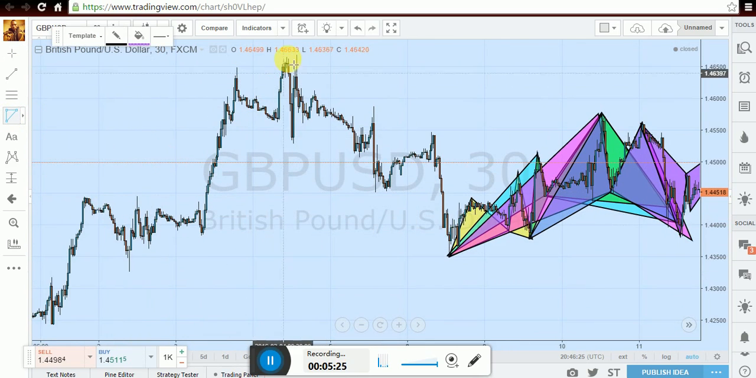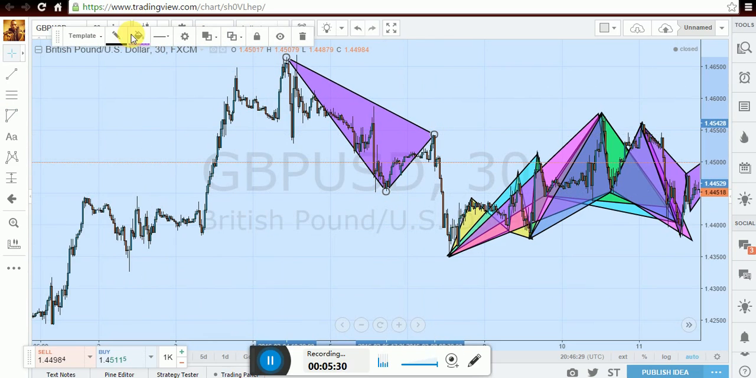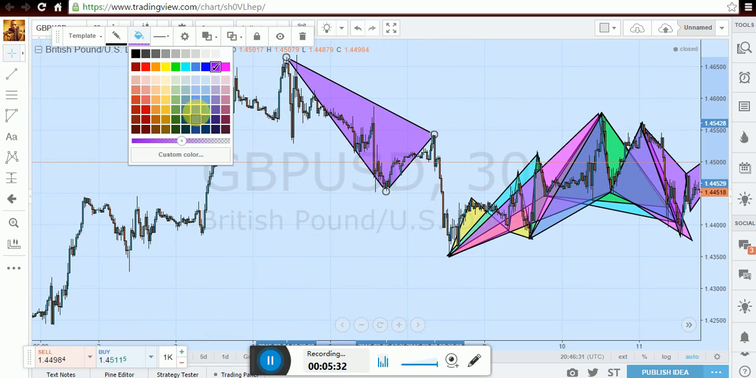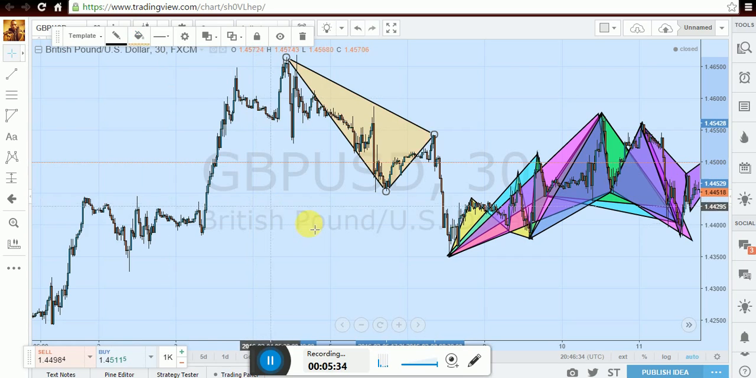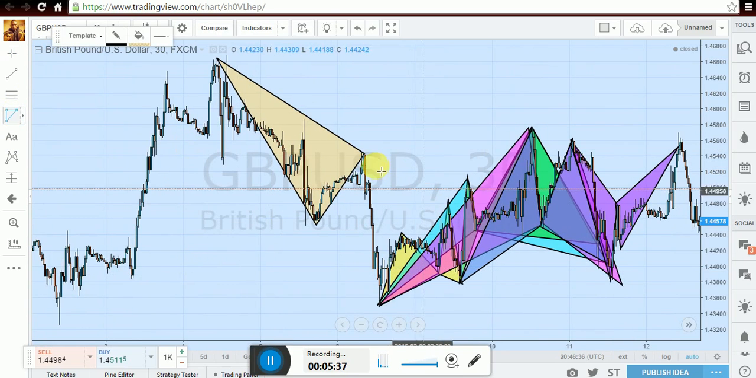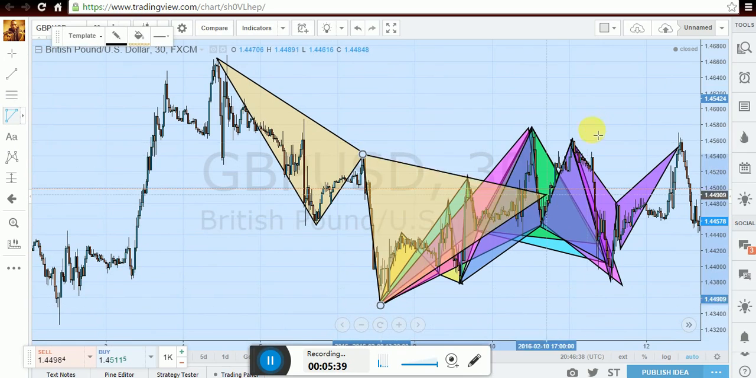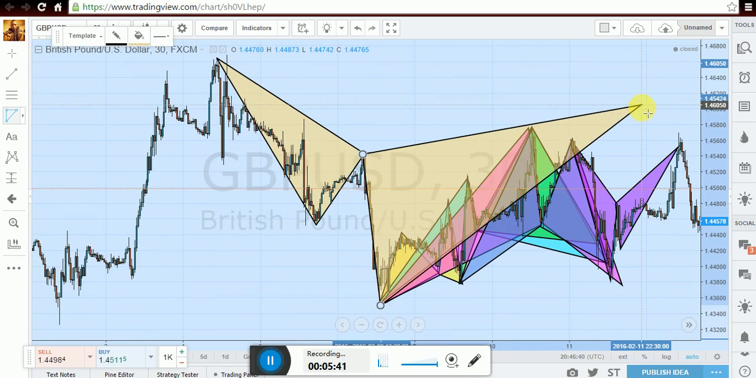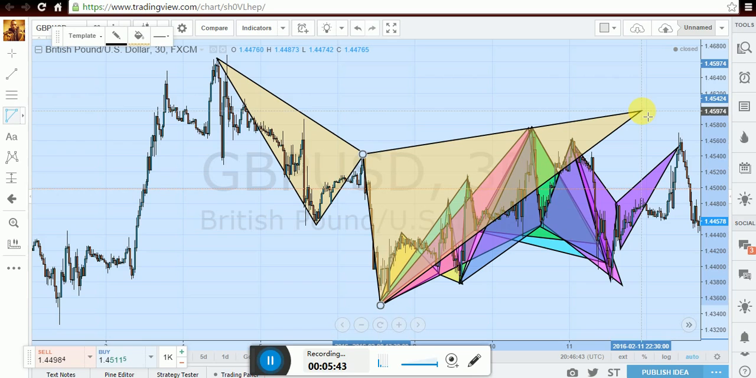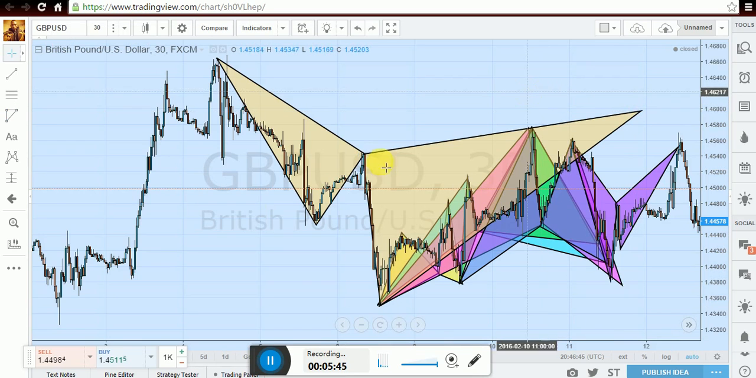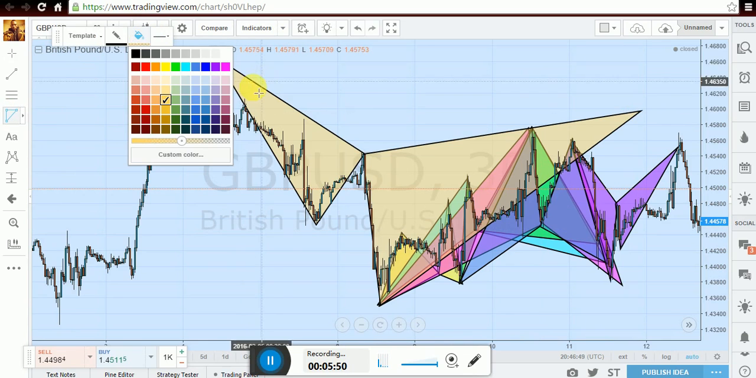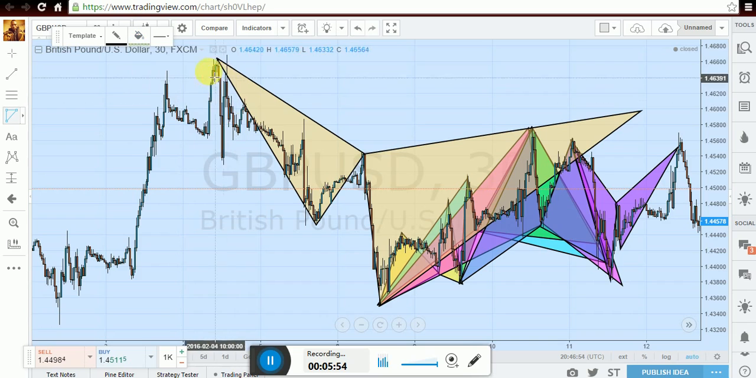Next one, there's a bigger Cypher pattern. This one hasn't been completed yet. That one hasn't been completed yet. That's 7, and the next one, which is going to bring up 8 patterns, is a bearish Gartley.